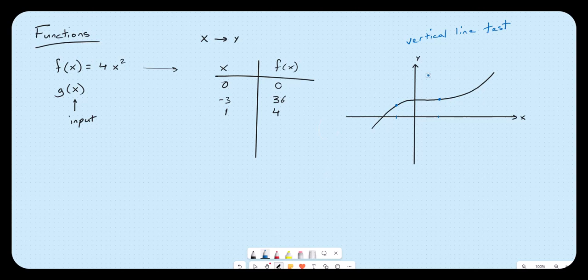The vertical line test says if I have a function, or if I have a curve like this, and I can draw a vertical line and it passes through no more than one point, then this is a function.